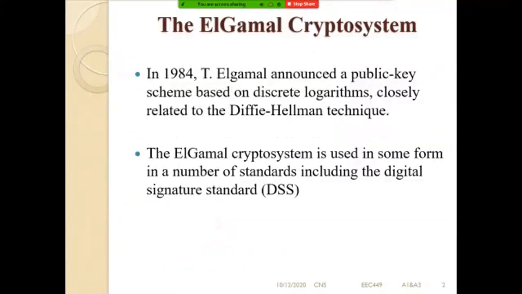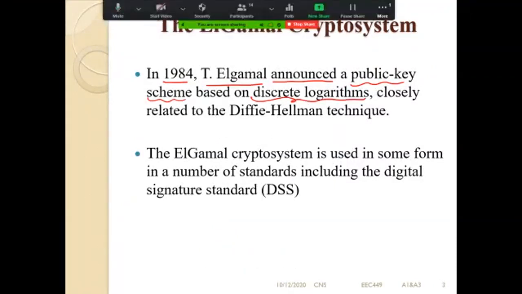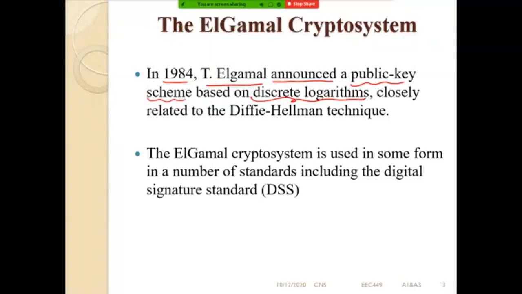It was designed or developed by T. ElGamal in 1984. So this is a public key scheme. What is the meaning of public key? Different keys will be used for encryption and decryption, and also, very important, discrete logarithms. That is when we use the exponential powers, so we call it discrete logarithms.